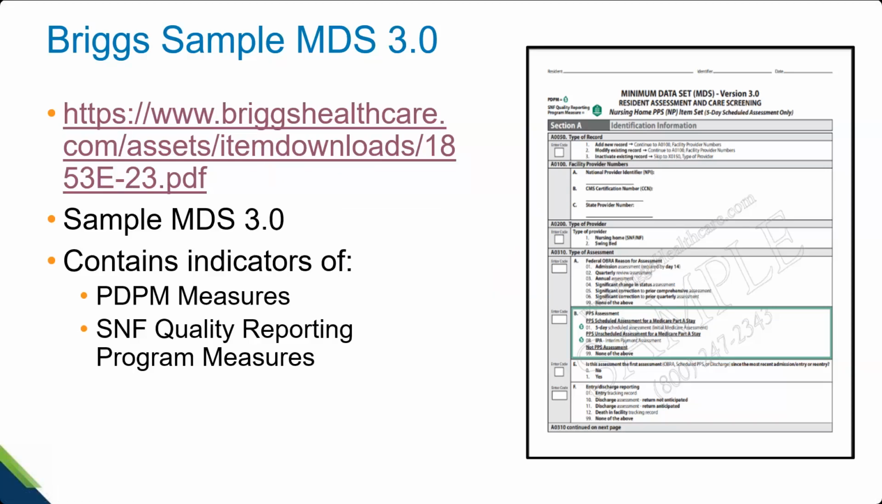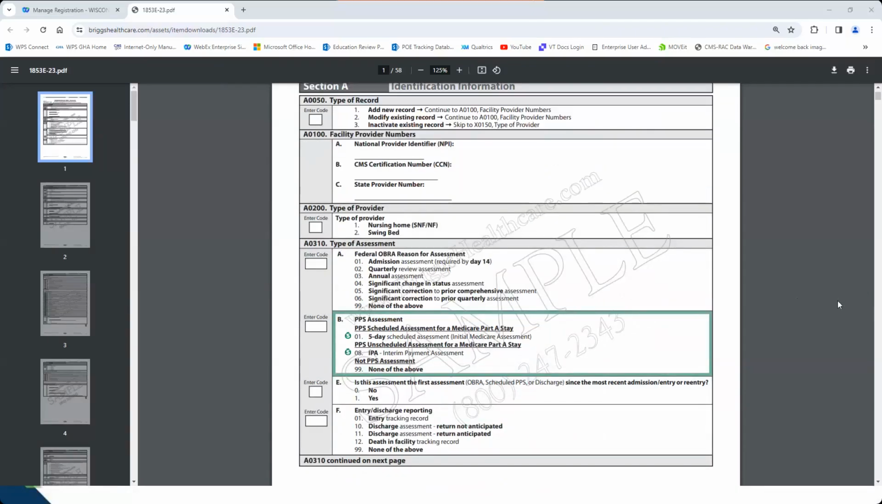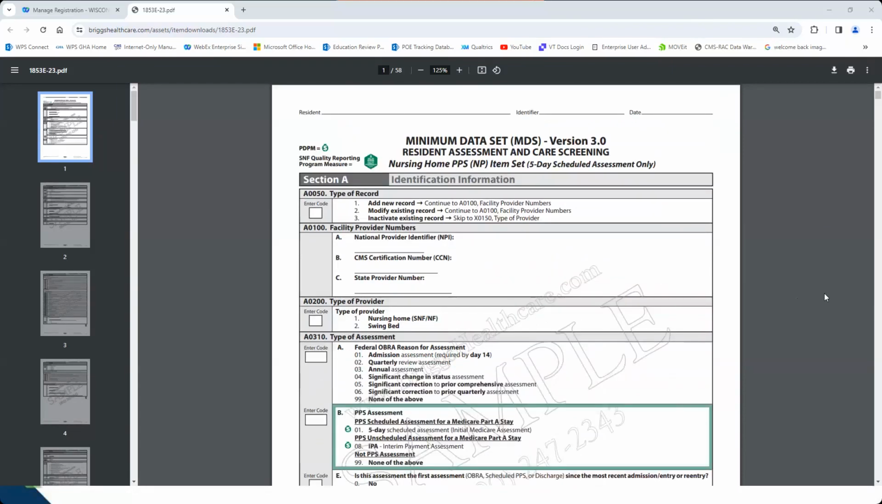So as that opens, I will pull that into view here. On your screen is the sample of that Briggs MDS that I was talking about. And again, you can see that it's marked right here as a sample. As I go through this sample, I'm also going to include the information that is included on some of the upcoming slides in your slide deck, especially when it comes to sections GG, I, and O.